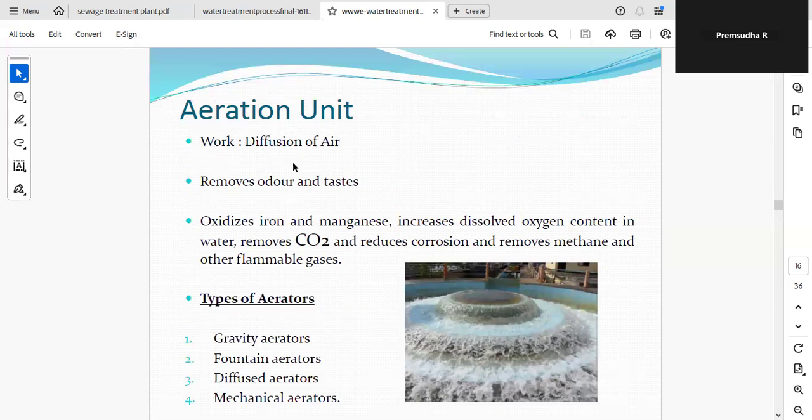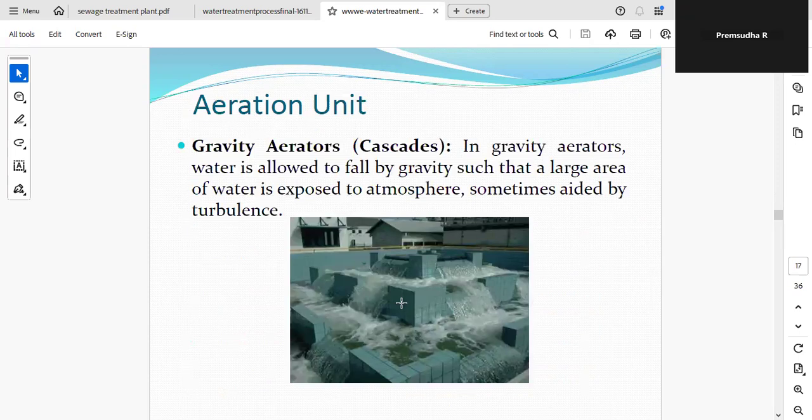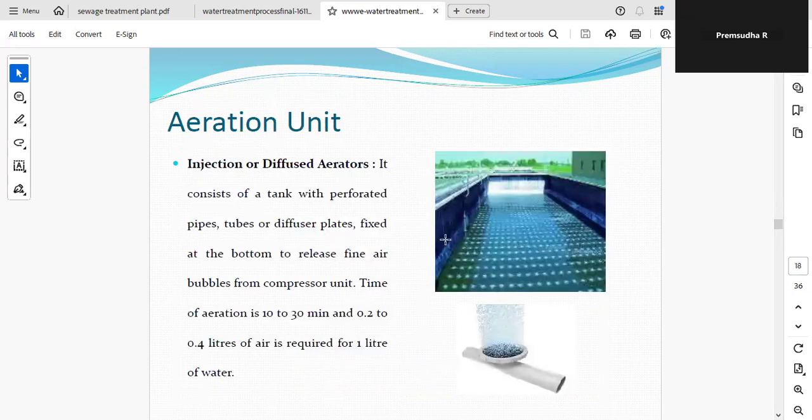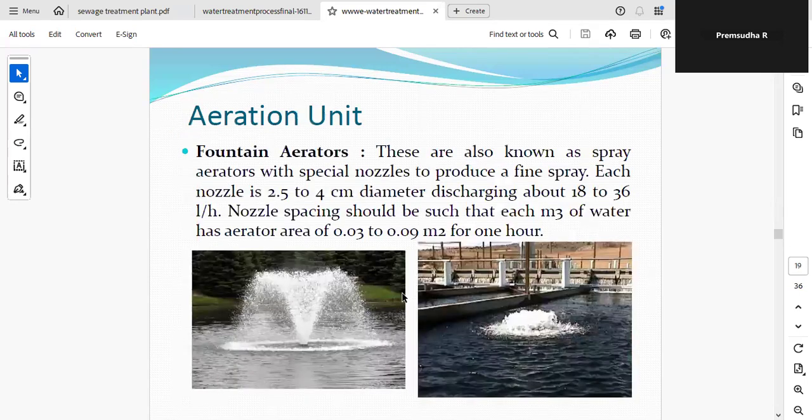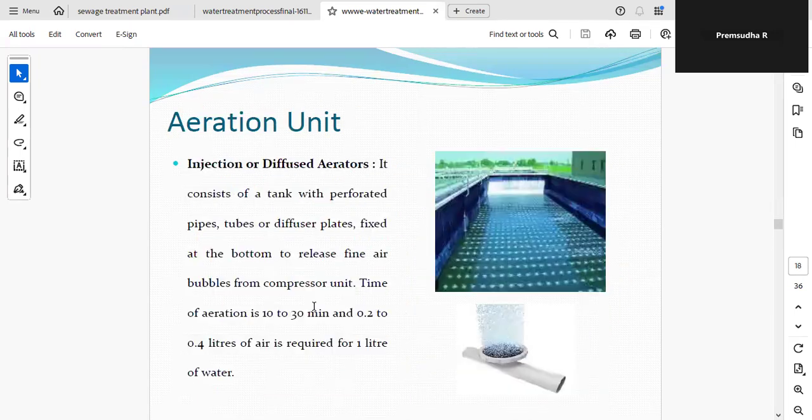Then the aeration, to remove odor and taste. There are different types of aerators: gravity aerator, spray aerator, diffused and mechanical aerator. The aerator is nothing but supplying oxygen into the water. Like a fish tank, we put a motor and set up a diffuser to supply the oxygen, and bubbles come out. Gravity aerators use cascades, the waterfall, by the gravitational force, and there are fountain aerators. The time of aeration is 10 to 30 minutes, and 0.2 to 0.4 liters of air is required for 1 liter of water.